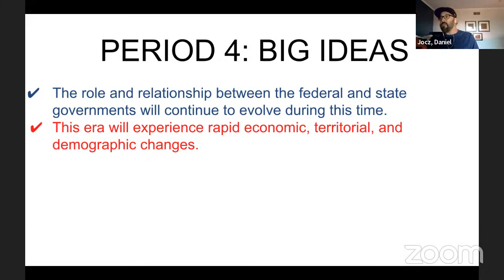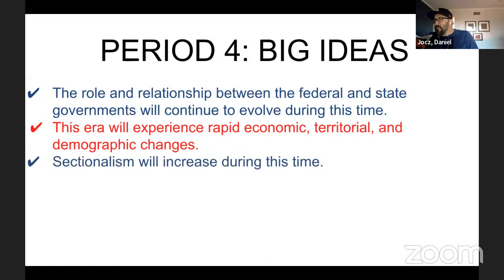Another thing is sectionalism will increase during this time. And we took a look at sectionalism in our fourth webinar of the series, or was it the fifth? Remember, we talked about sectionalism, the causes of the Civil War, just before the immigration review we did.